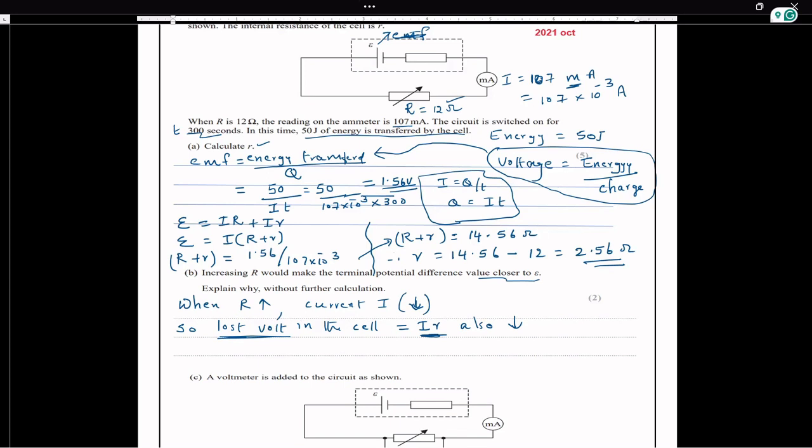IR decreases. So when IR decreases, we know the equation is E equals the terminal PD V plus the lost volt IR. So the term IR decreases means the terminal PD is increasing. Or we can say that is V equals E minus IR. So as IR decreases, V increases. V is terminal PD.